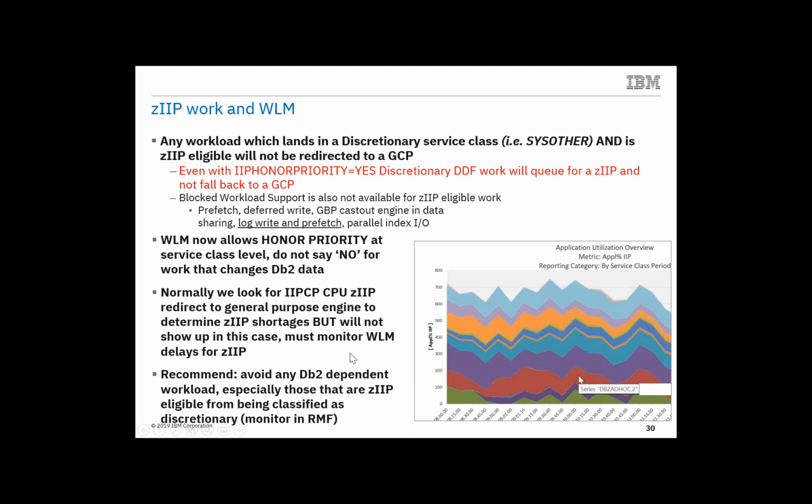So not to worry everyone, but we've seen several instances lately where their zIIP capacity was starved and it's affecting things like the agents in Db2, which I'll remind you are prefetch, deferred write, group buffer pool cast out, and log write and prefetch. So if you starve the ability for Db2 to write log records, you're going to affect a whole bunch of things in the environment.